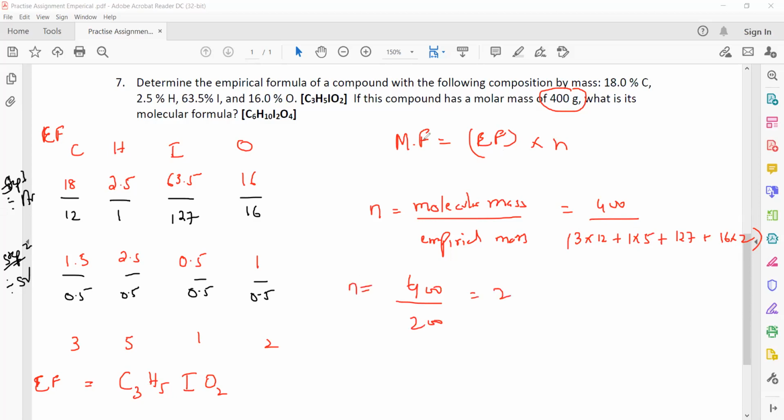Now molecular formula is empirical formula times N. So molecular formula is equal to empirical formula, which is C3H5IO2, multiplied by N. N means the number. How to find the value of N? So this 2 is multiplied, so this will be C6H10I2O4.